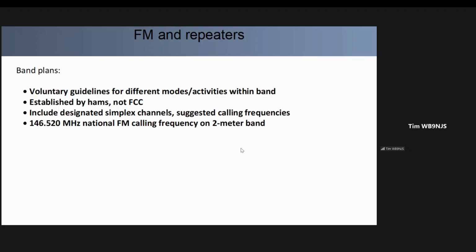For example, one of the questions is 146.520 megahertz. That's also the national FM calling frequency on the 2-meter band. So that's an example of a calling frequency specified in a band plan.